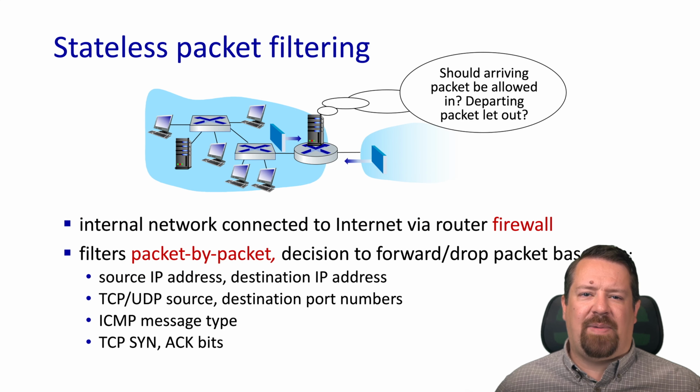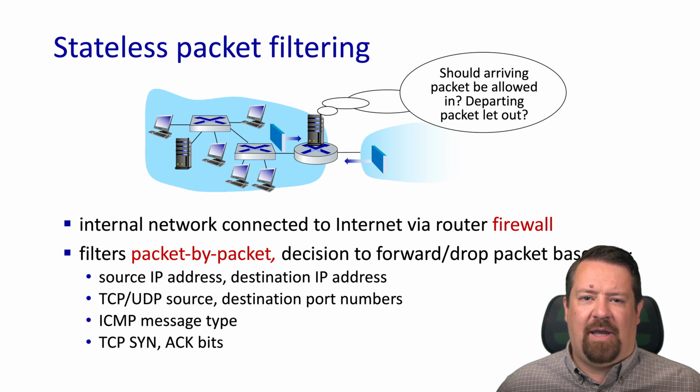So our first case is stateless packet filtering. These are where rules can be applied packet by packet, and they make the decision to forward or drop a packet based only on the properties of that individual packet. Things like the source and destination IP address, TCP and UDP source and destination port numbers, ICMP message types, and TCP flags. So this is the most primitive type of firewall. And while it will catch many issues and block unauthorized traffic, there are also things that it can't do. And we'll see that when we look at the more complex types.